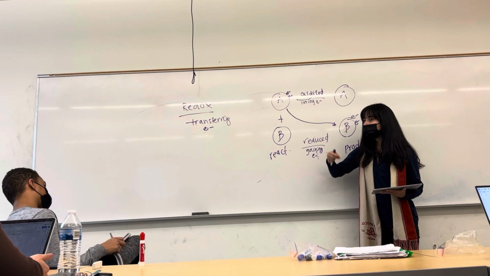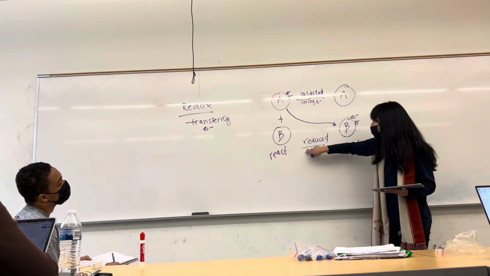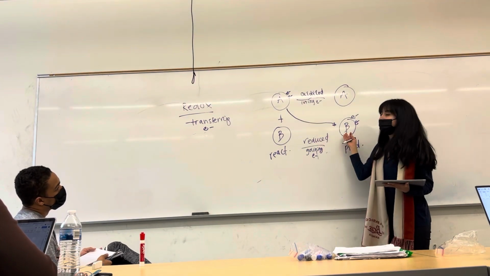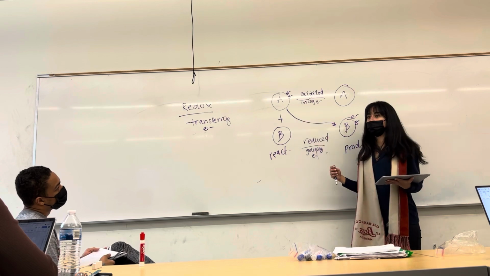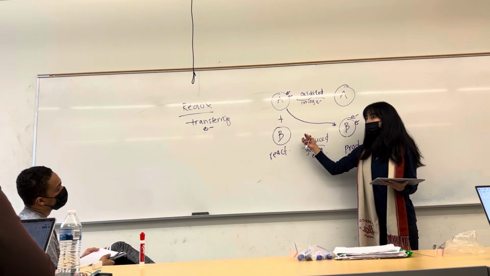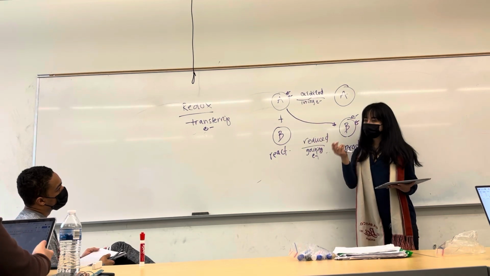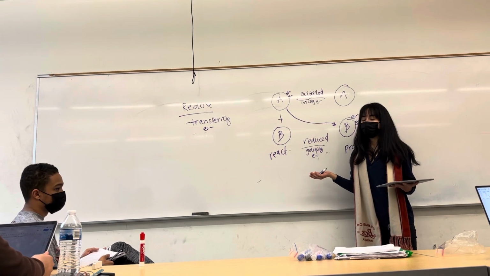A is the reducing agent because it allowed for this thing to be reduced. How does it get electrons? Well, it gets it from A. A is a reducing agent. I thought it would be the oxidizing agent because it's losing. Yeah, that's the confusing part, right?